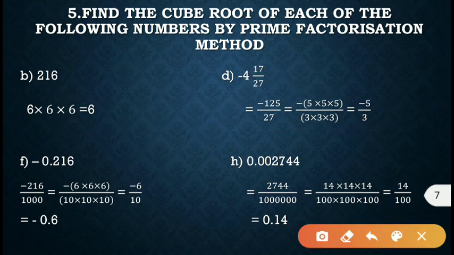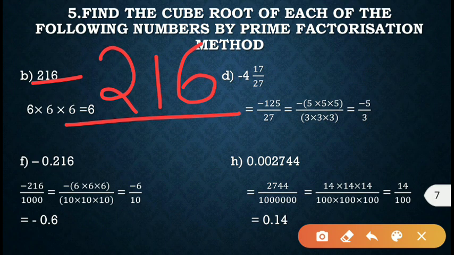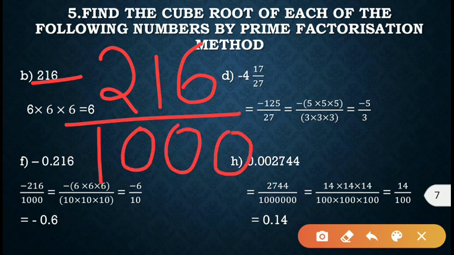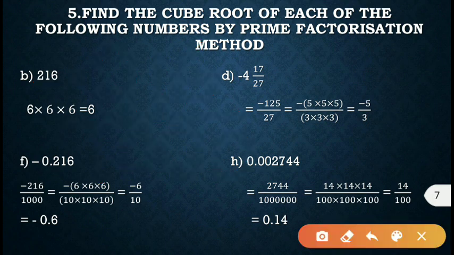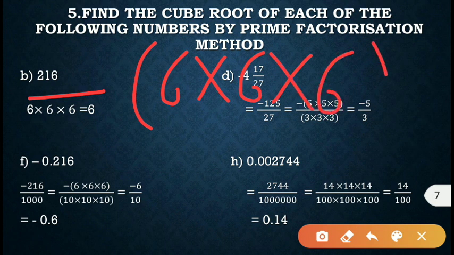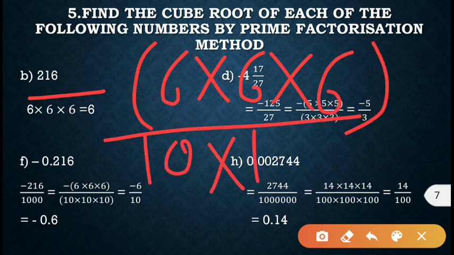Next is minus 0.216. No need to bother about the decimal. First of all, you just remove the decimal and then find out the cube root. Minus will be as it is. When you will remove the decimal, you need to multiply and divide it by 1000. So in the numerator it will give you 216, and the denominator it will give you 1000. Now factorize the numerator and factorize the denominator. When you will factorize the numerator, minus will be as it is, and this will give you 6 into 6 into 6. And in the denominator it will give you 10 into 10 into 10.